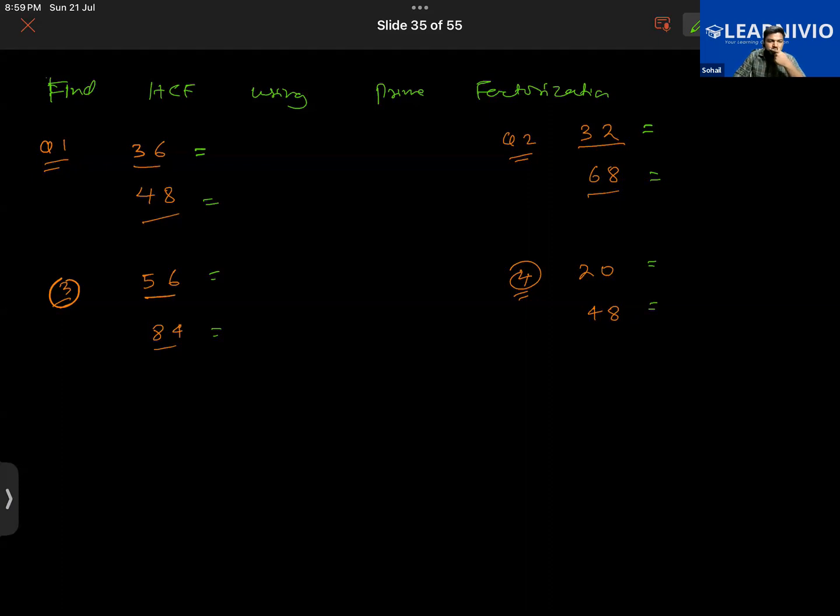Sir, is 4 a composite number? Of course, 4 is a composite number because it has more than two factors: 1, 2, and 4.